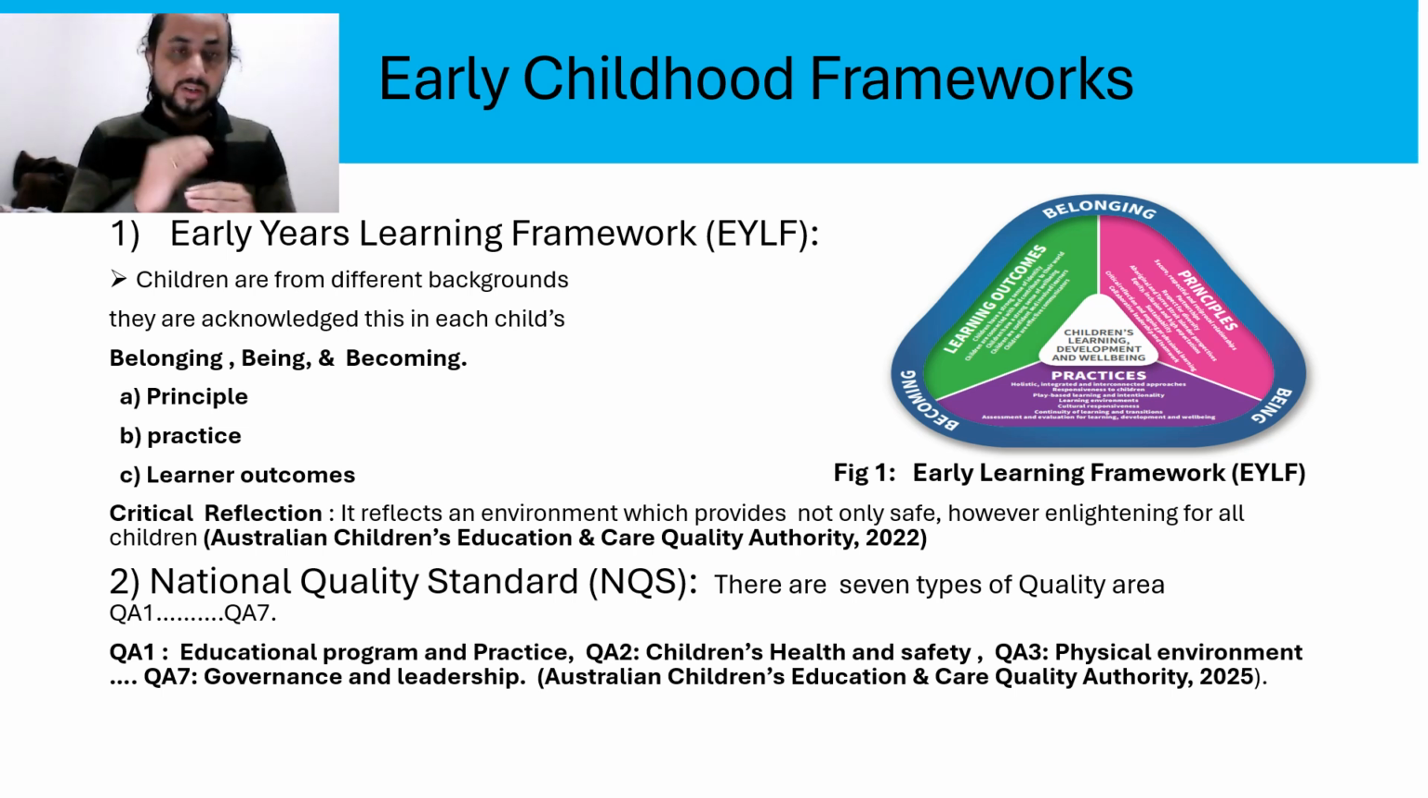The critical reflection on it is that it reflects an environment which provides not only safe but also enlightening learning for all the children, as proposed by the Australian Children's Education and Care Quality Authority in 2022. The second one is the National Quality Standard. There are seven quality areas, QA1 to QA7. QA1 is the educational program and practice, up to QA7, which stands for governance and leadership, as proposed by the Australian Children's Education and Care Quality Authority in 2025.